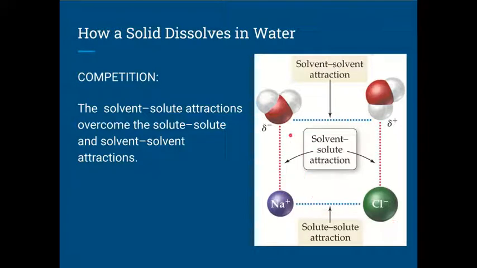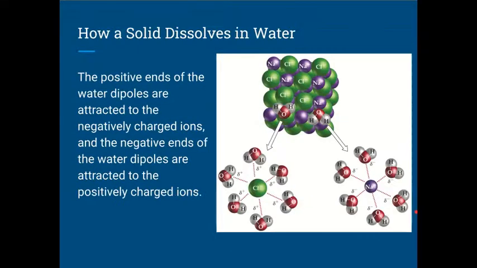So how does a solid dissolve in water? You have this competition going on. So the solvent-solute attractions overcome the solute-solute and the solvent-solvent attractions. And remember, the solvent is the thing you have the most of, and the solute is the thing you have the least of in a solution or a homogeneous mixture. So there's kind of this competition happening between all of these to see whether it's going to dissolve or not. The positive ends of the water dipoles are attracted to the negatively charged ions, and the negative ends of the water dipoles are attracted to the positively charged ions.